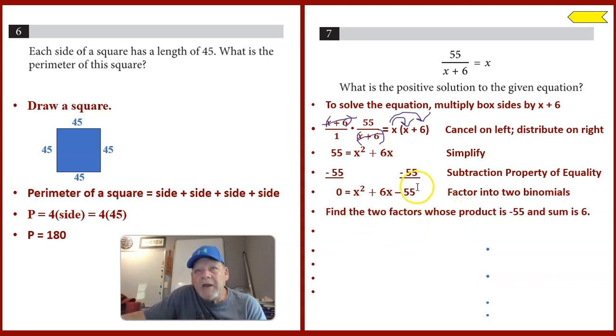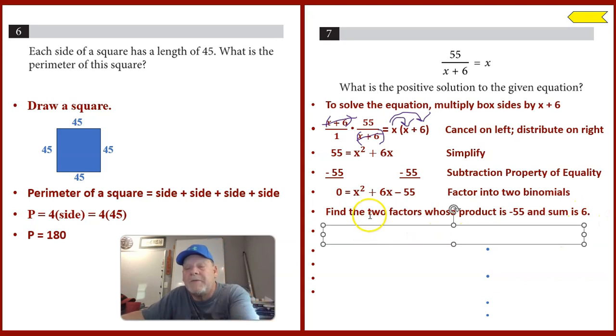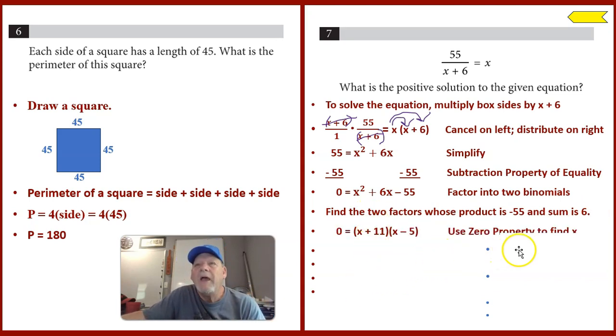So I need the two numbers in my binomials to multiply together to get negative 55 and added together to get a 6. So the product has to be negative 55 and the sum has to be 6 of the two numbers. And there's only one possibility that makes that true, and it's 11 and negative 5.